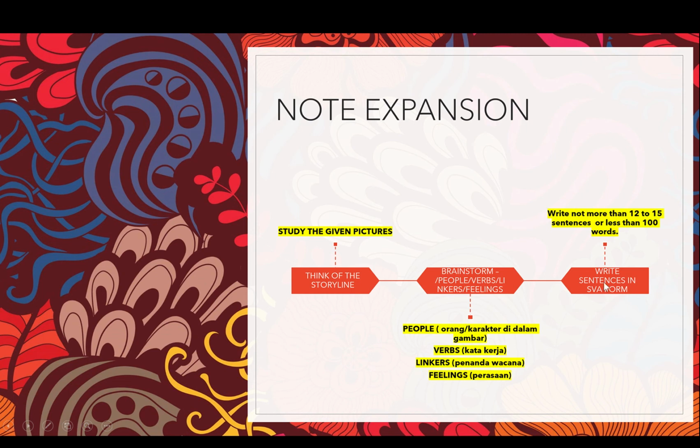And lastly, the writing part. For writing, you need to write sentences in SVA form. How many sentences do you need to write? You need to write not more than 12 to 15 sentences or less than 100 words.